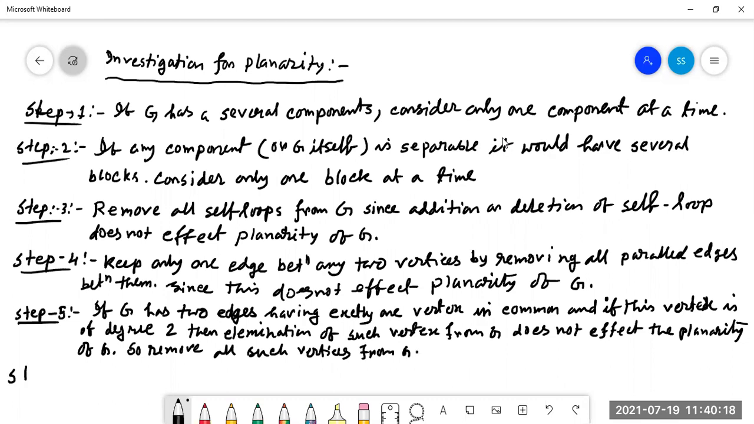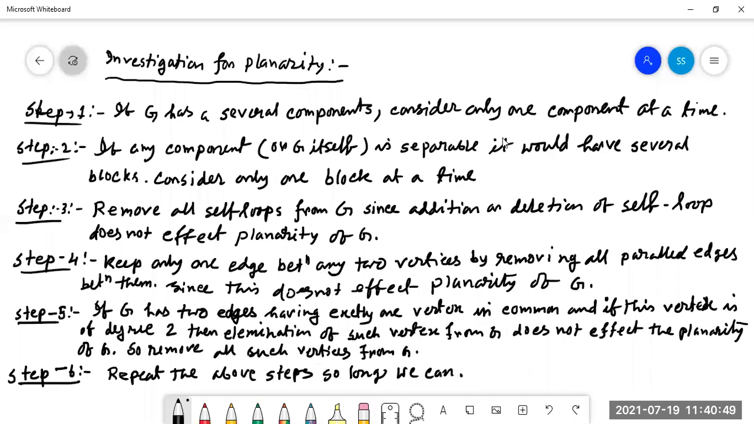And lastly, step 6. Repeat the above steps as long as we can. So these are the steps to find the planarity of a graph.